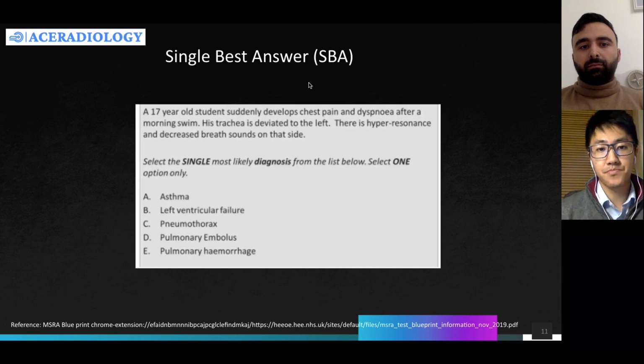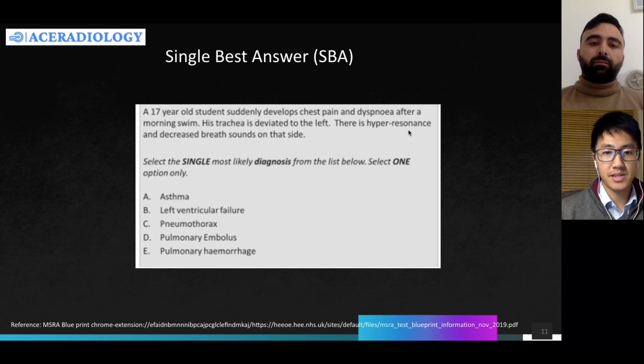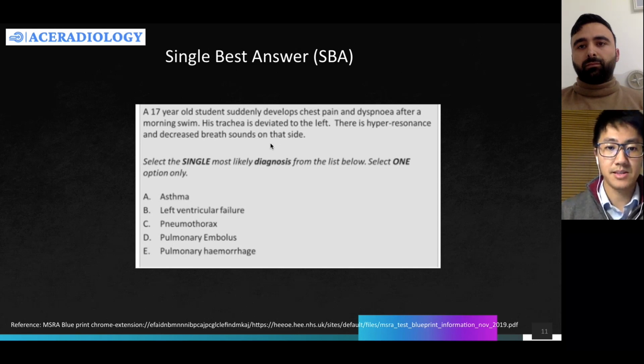So the other type of question would be a single best answer, which is where you start with a vignette, in this case a student with chest pain and dyspnea, and then you simply have to pick the most likely diagnosis from the options that they've provided. So looking through it, they have chest pain, dyspnea, trachea deviated to the left, and hyperresonance and decreased breath sounds on that side. So you're immediately thinking about things like, I guess in this case, a pneumothorax.